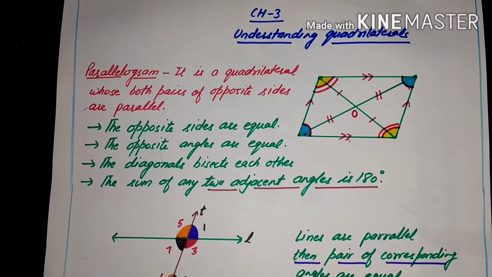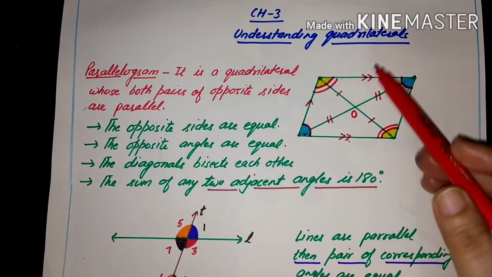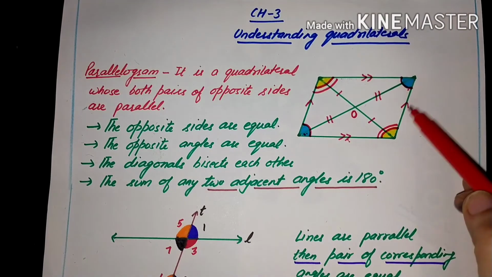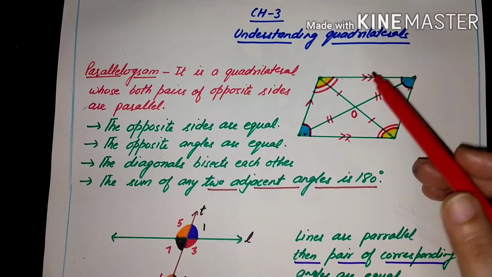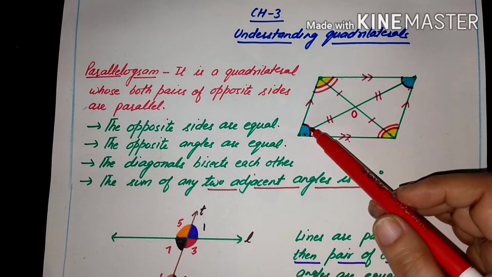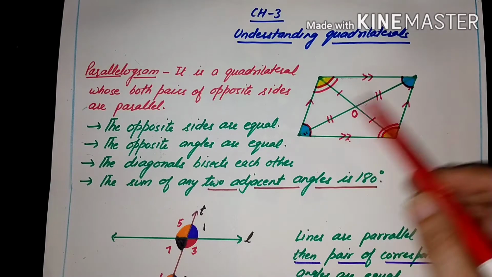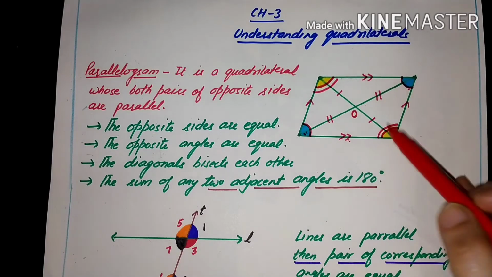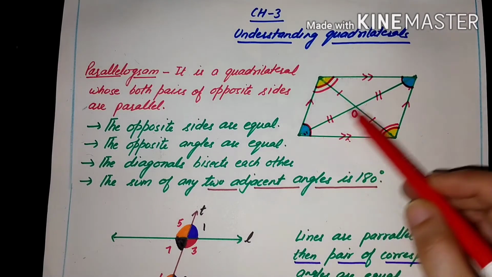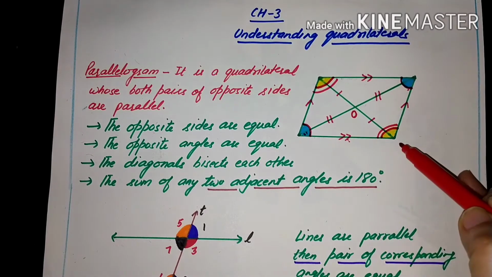First is what a parallelogram is. So as we know, it is a quadrilateral whose both pairs of opposite sides are parallel and equal. Next thing which we already know is the opposite angles of a parallelogram are equal. The diagonals bisect each other.